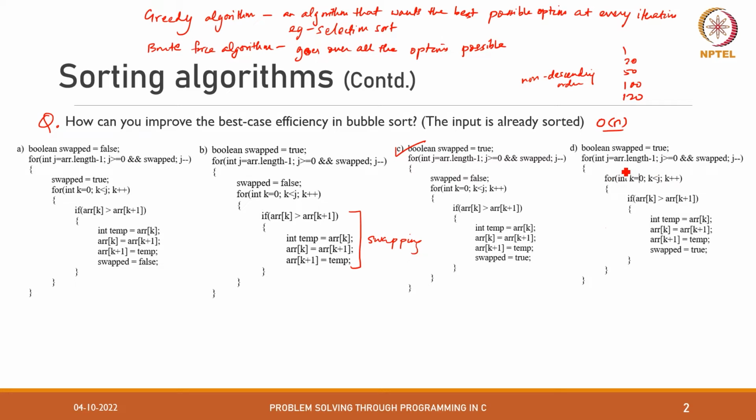So this is the correct algorithm for improving the best case efficiency of bubble sort. You can see how we have improved that, because it just needs to check the elements against one another only once. Once it exits the k loop for the first time, it will have gone through all the elements of the array once and compared them. Then it will find that swapped is false because no swapping took place, and it will exit the entire loop and say that the array is sorted now. So we are improving the best case efficiency.